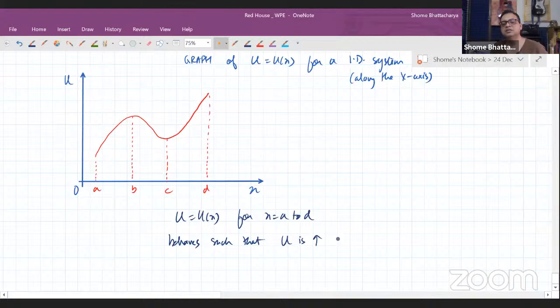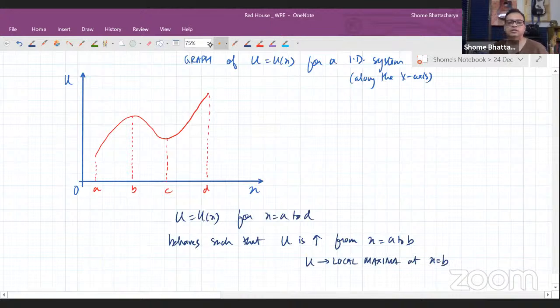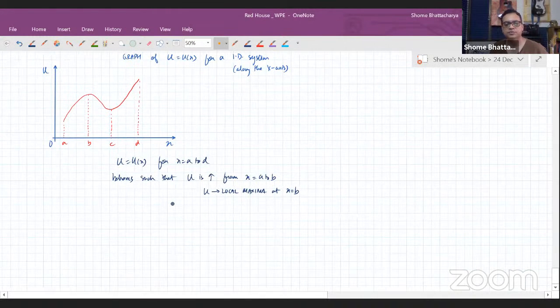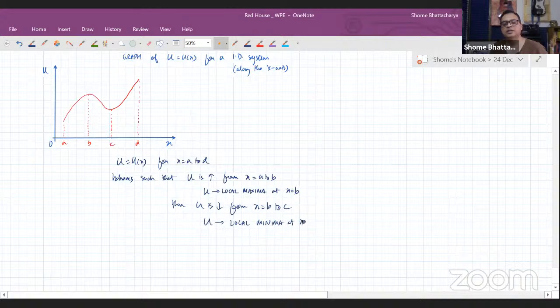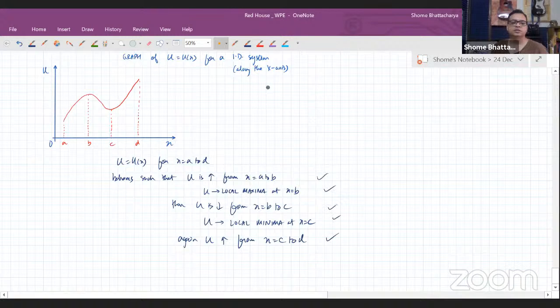the potential energy is increasing from x equal to A to B. Then potential energy has a local maxima at x equal to B. Then again it is decreasing from B to C, where it has a local minima at x equal to C. And then again potential energy increases from x equal to C to D. So this is the entire behavior in the domain.